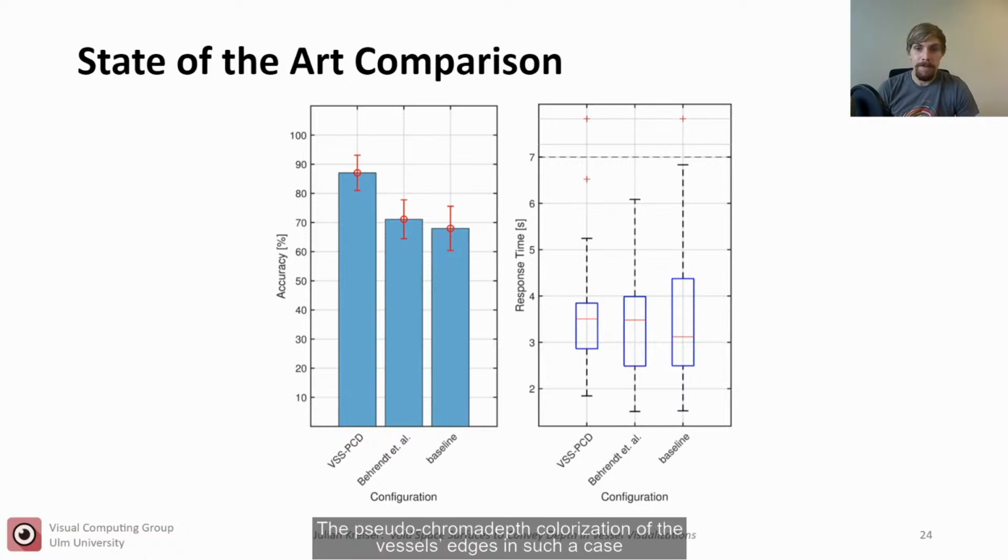The pseudo-chroma depth colorization of the vessel's edges in such a case is usually not prominent enough. This was also confirmed by most participants. They mentioned that they could often just distinguish between red and blue, and barely differentiate similar colors on the gradient.